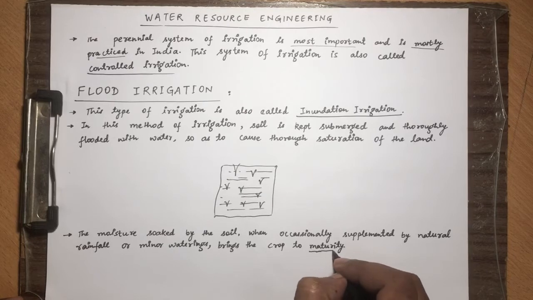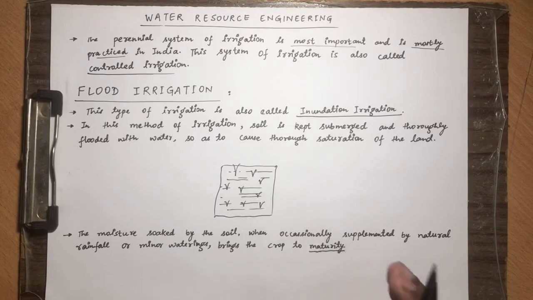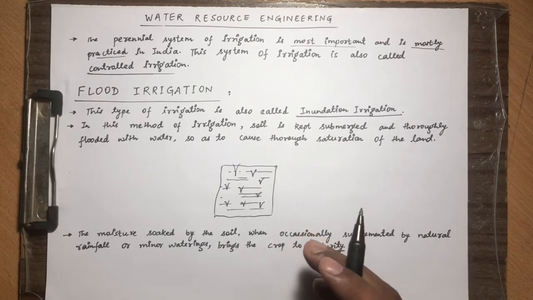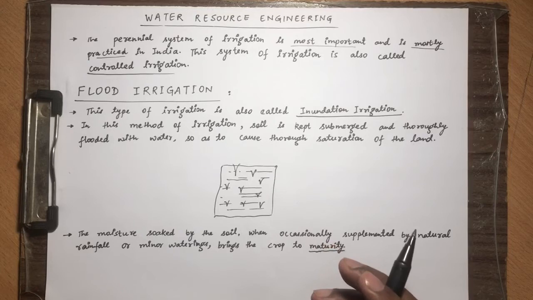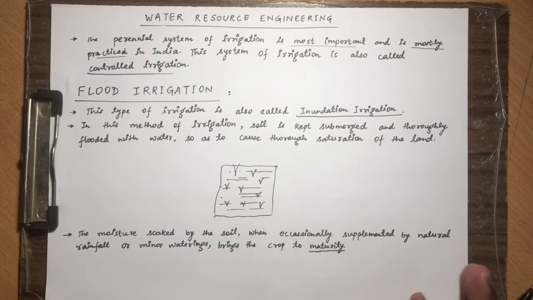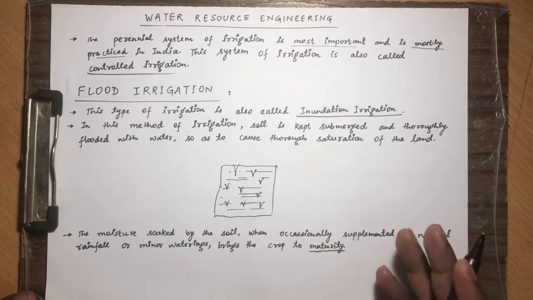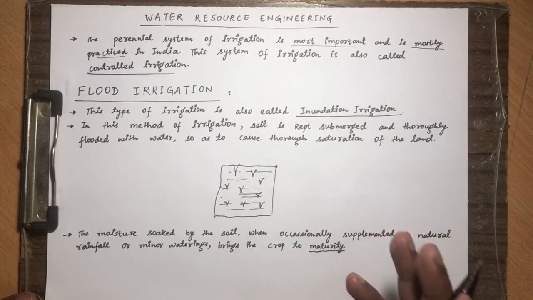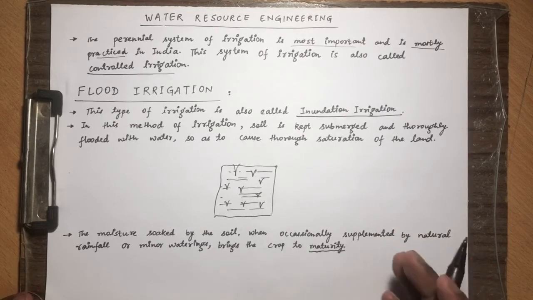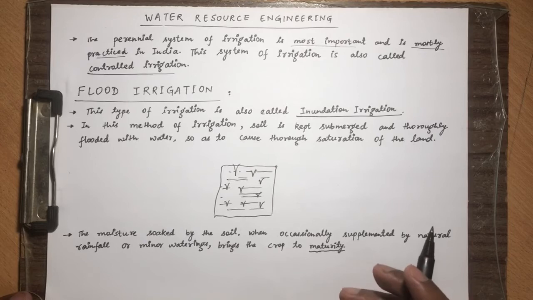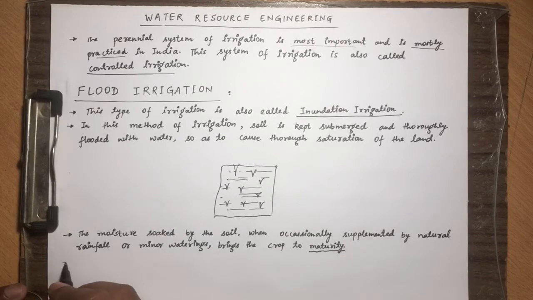So what is this term maturity? Maturity means the crop when fully grown, and at that stage is termed as maturity of the crop. We can say the crop has become matured. Now it is the time to harvest the crop, and we can use that particular plant or crop as our food. Okay, what is the next point?